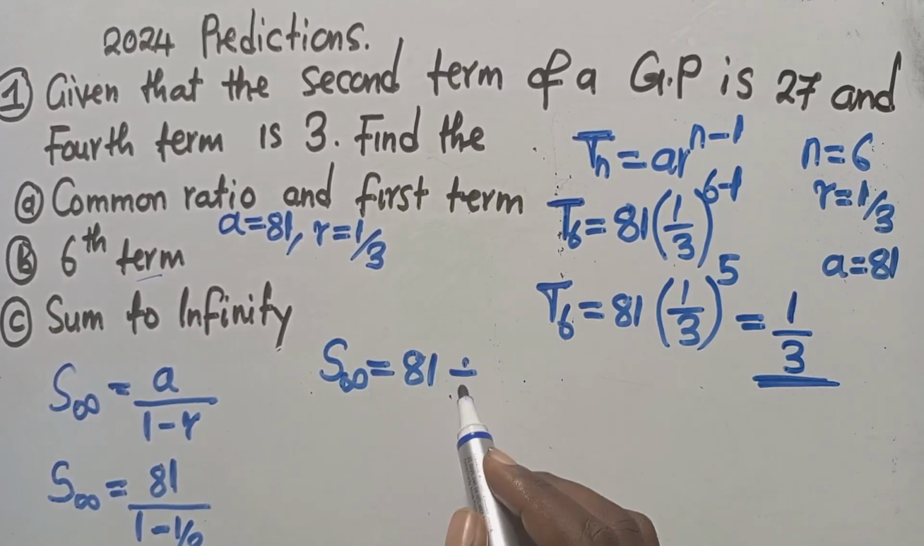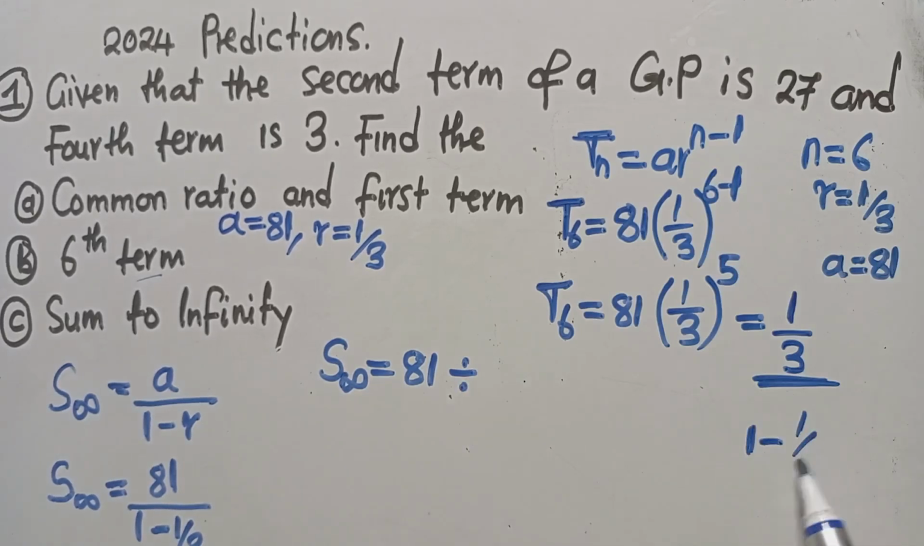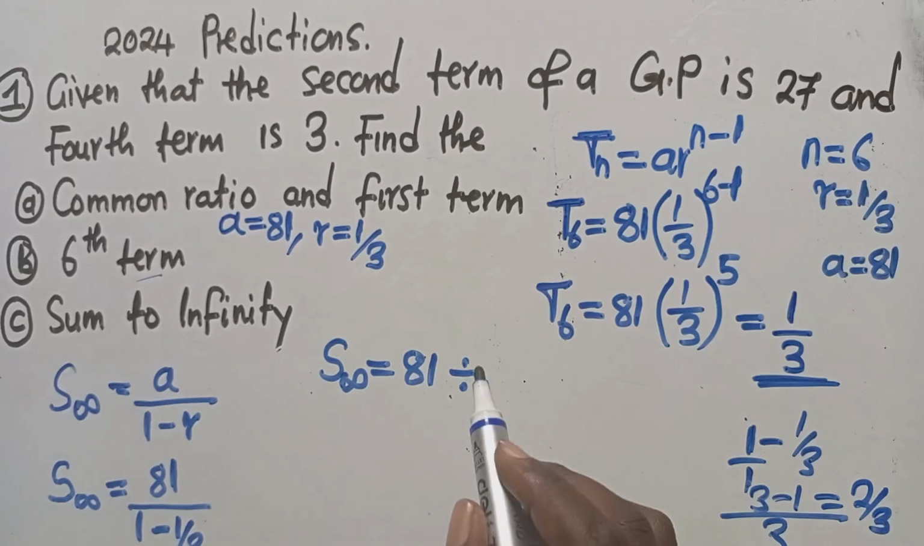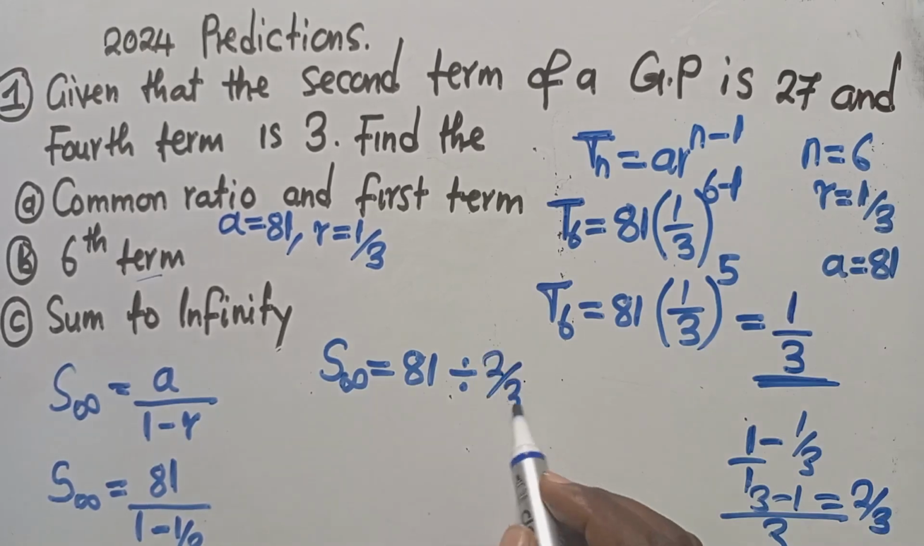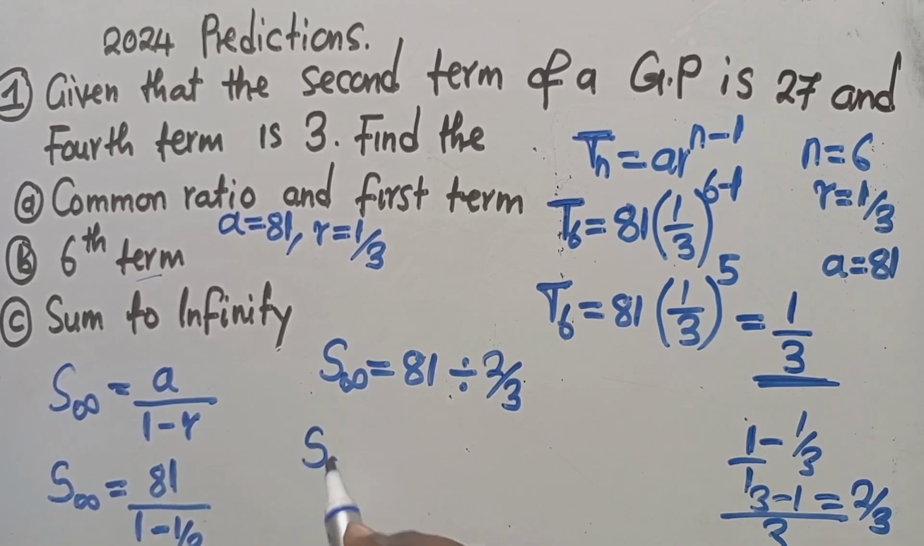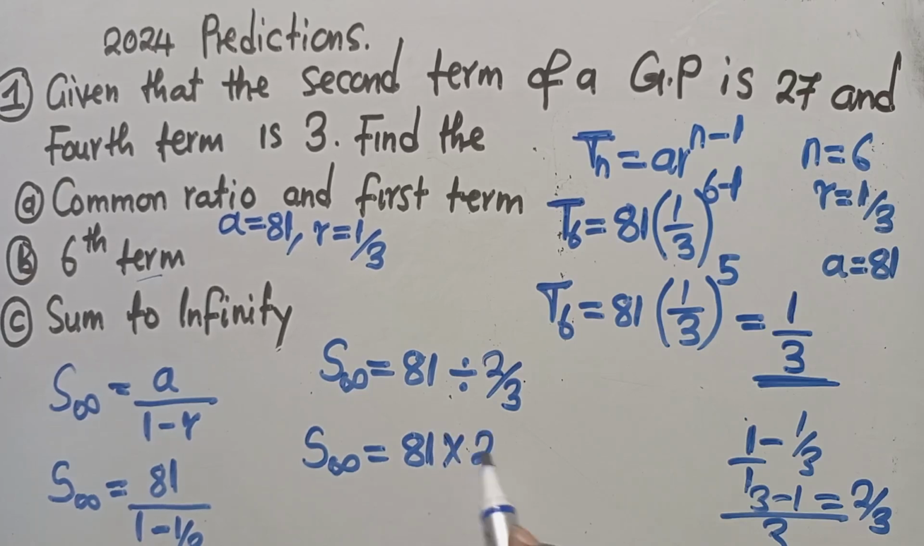Then I divide. What is 1 minus 1 over 3? I put 1 over 1. The lowest common denominator there is 3. 1 into 3 is 3, 3 times 1 is 3, minus 3 into 3 is 1, 1 times 1 is 1. This is equal to 2 over 3. Dividing changes to multiplication, so I'm going to have 81 times 3 over 2.